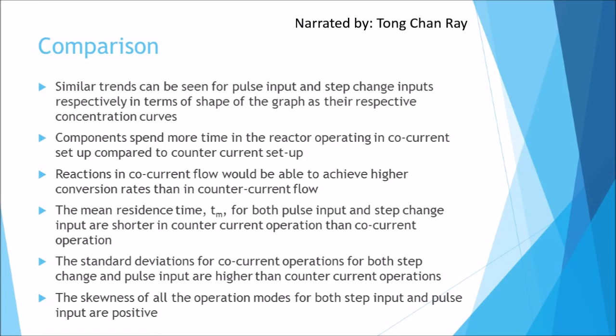The mean residence time τm for both pulse input and step change input is shorter in counter-current operation than co-current operation, which justifies the deductions and observations made earlier. Similarly, the standard deviations for co-current operations for both step change and pulse input are higher than counter-current operations. This means that the distribution in co-current operation is more spread out, which supports the implication made earlier that co-current operation might allow higher conversion of reactants in the reactor.